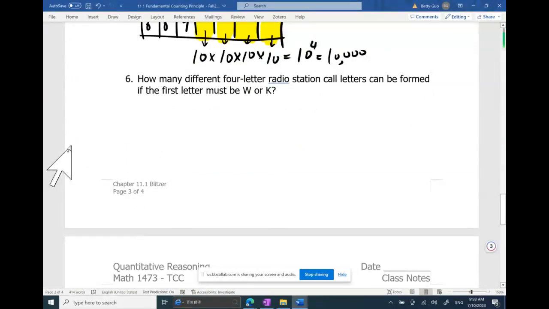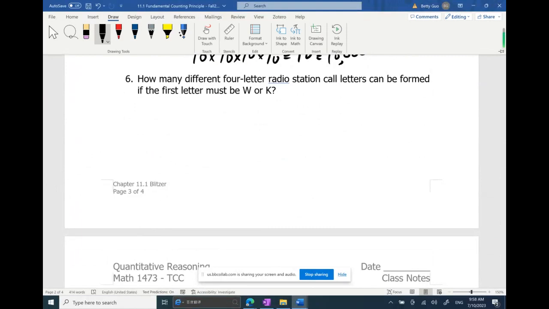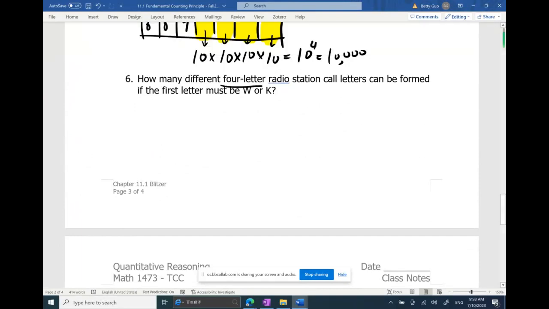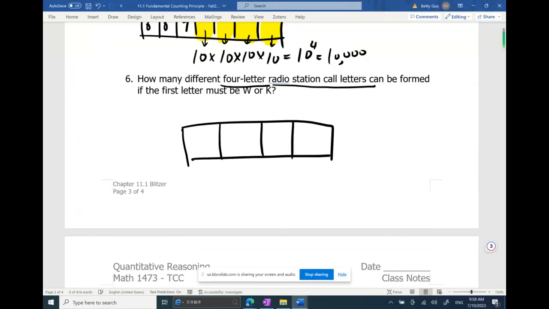Number 6, how many different 4-letter radio station call letters can be formed if the first letter must be W or K? Okay, so our task here is to form a 4-letter radio station call letters. Then I'm going to draw 1, 2, 3. This is my 4-letter radio station call letters, right?